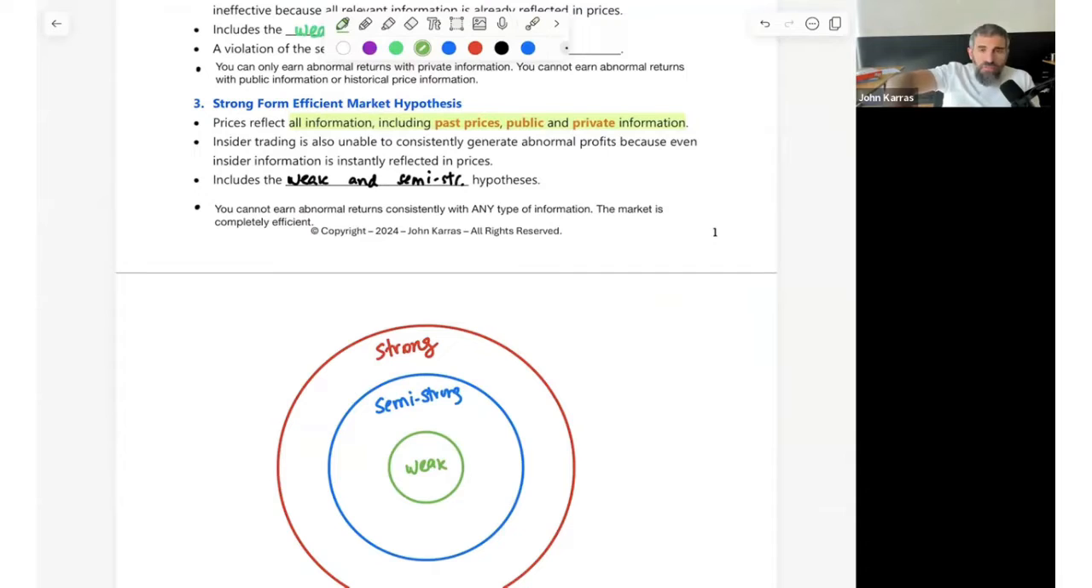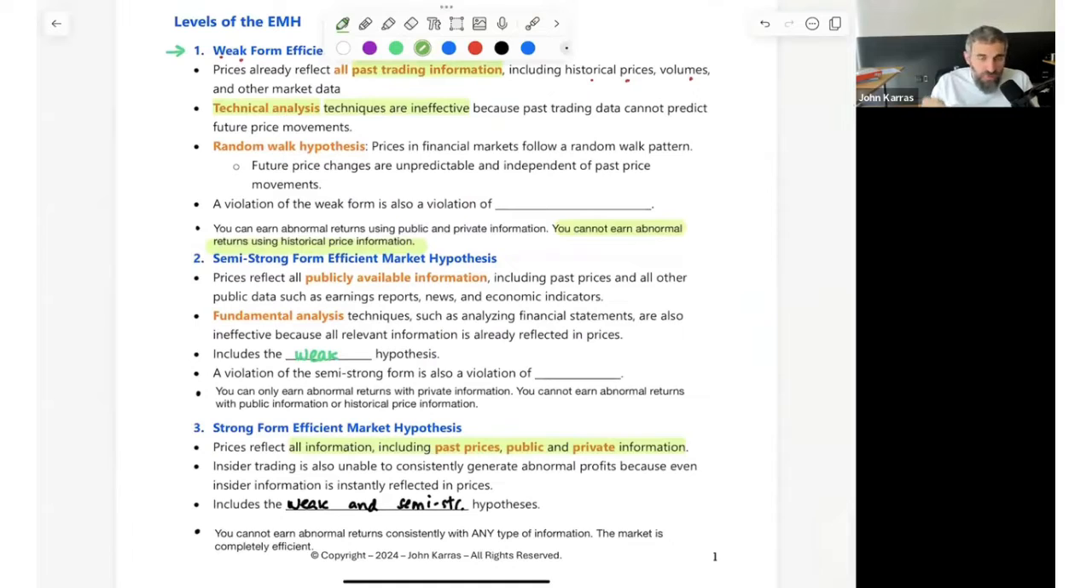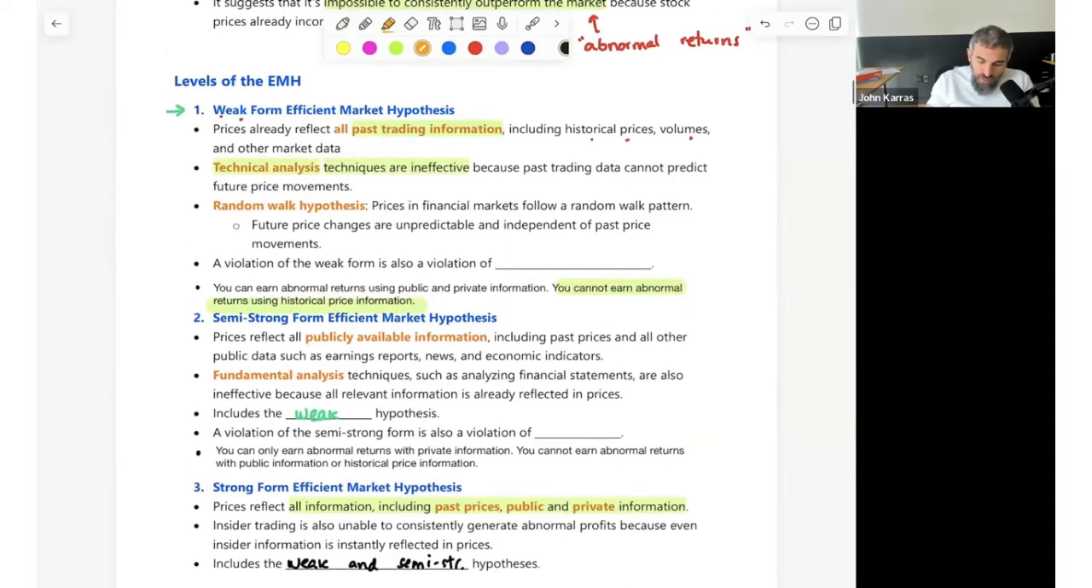That is the theory. That's pretty much all of it. Just understanding what is included in the price. So like the first line of each one, what type of information is reflected in the price and what type of information is not. The type of information that is not reflected in the price is what you can use to earn abnormal returns. Okay, look at the first one. You can earn abnormal returns if you have public and private information because those are not reflected in the price.